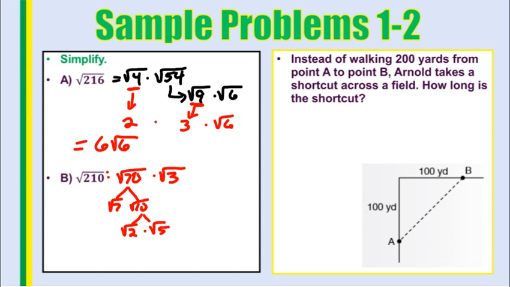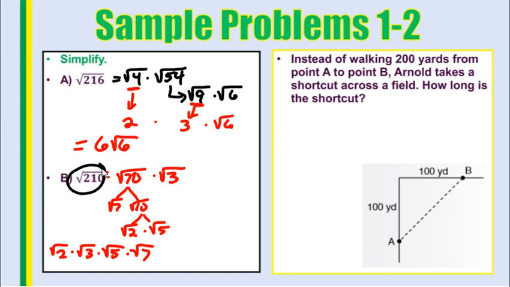Since there are no partners, there's no perfect squares, I have my answer: the square root of 2 times the square root of 3 times the square root of 5 times the square root of 7. Since there are no partners, there's not another square root of 2, another square root of 3 or 5 or 7, because they have no partners, the square root of 210 is simplified. That's the smallest radical you can have.